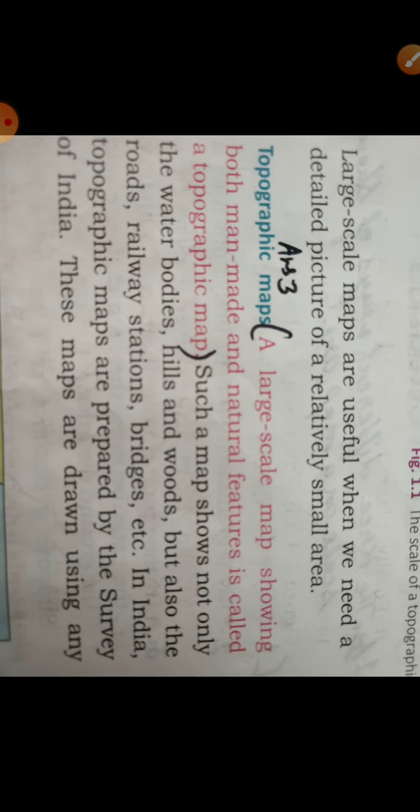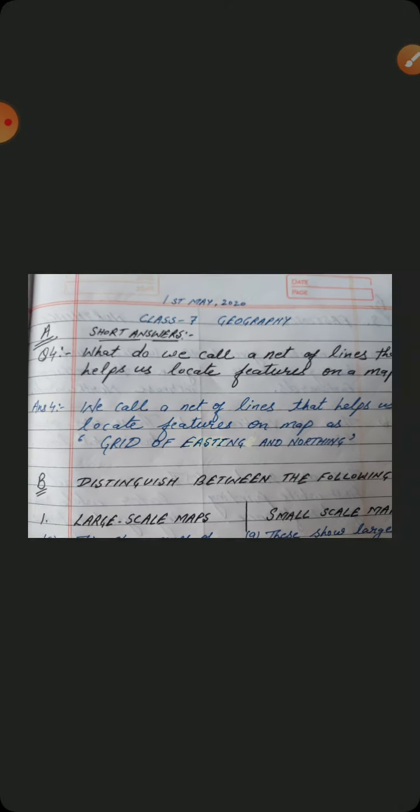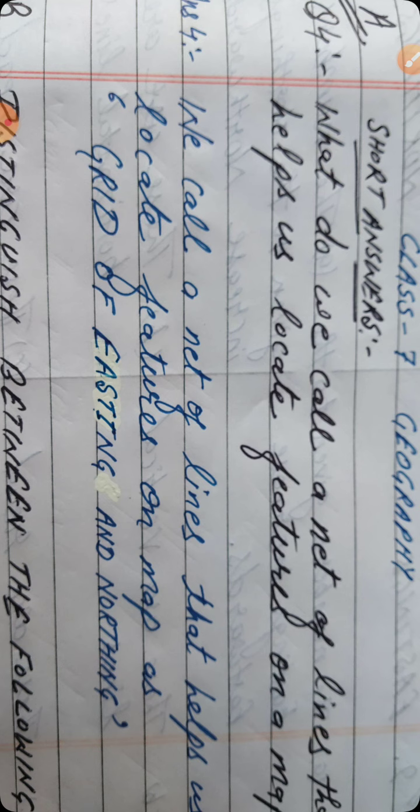Now coming to the fourth question. The question is, what do we call a net of lines that help us to locate features on a map? First of all, you take from the question: we call a net of lines that help us to locate features on a map a grid of eastings and northings. You can see capital letters are written in quotes, Grid of Eastings and Northings, that you have to write. So this is your answer.